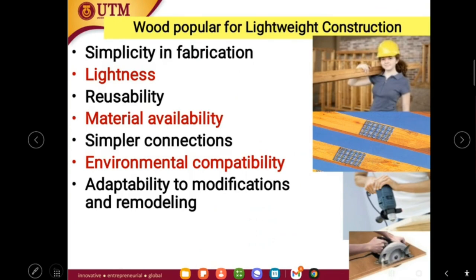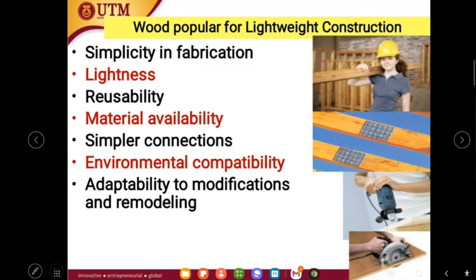And then why wood is popular in the lightweight constructions, it is because of the simplicity in fabrication. We can use the wood for many different types of purposes. Okay, and then it is light. Wood, normally it is lighter compared to the water. So it is very light, and then it is reusable. Try to think back when we are using formwork in our construction site. Normally one set of the formwork, you will reuse it multiple times, 3 to 4 times. And then material availability, this is renewable material.